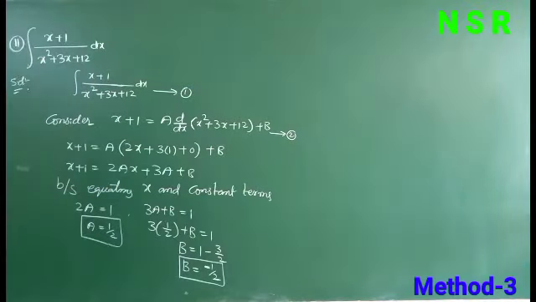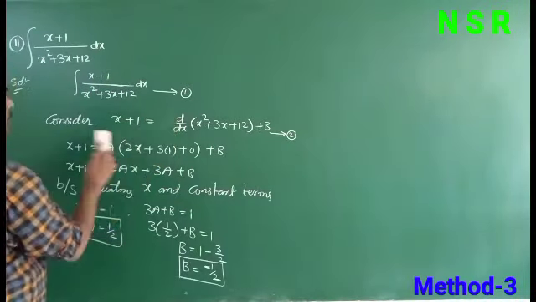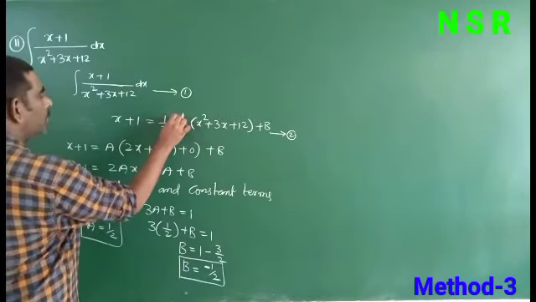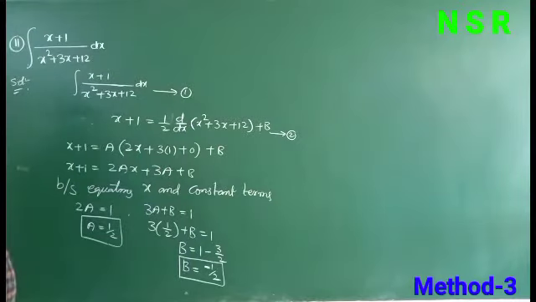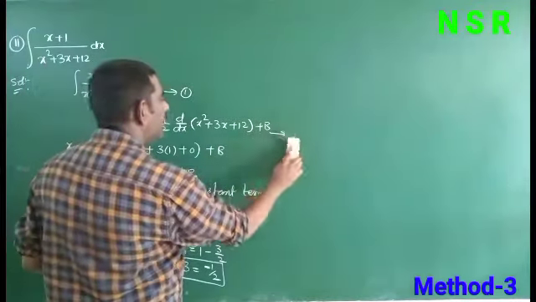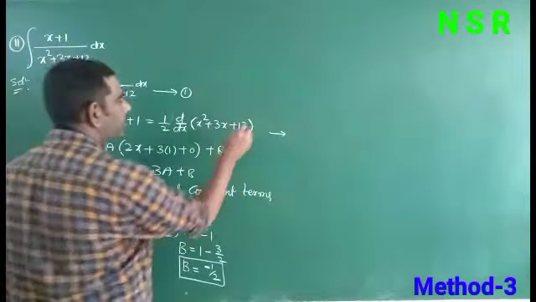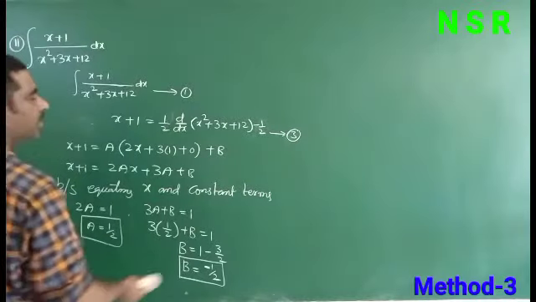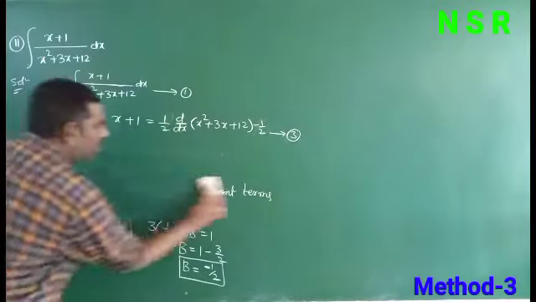Now substitute the a and b values in equation 2. We get x + 1 = 1/2 · d/dx (x² + 3x + 12) + b, where the b value is −1/2. So we get equation number 3. Now this equation 3 is substituted in equation 1.